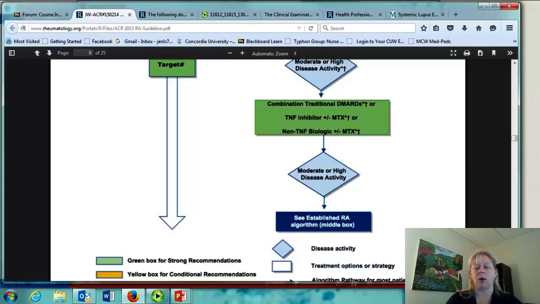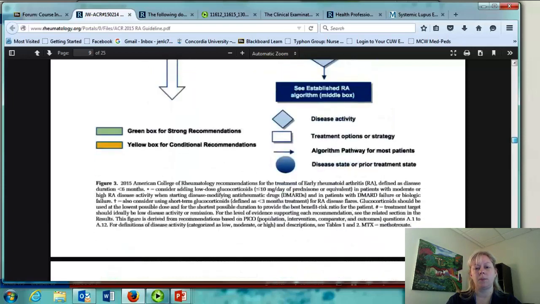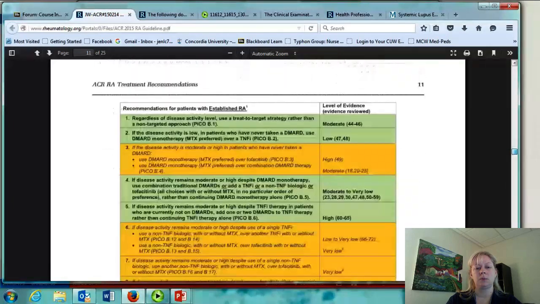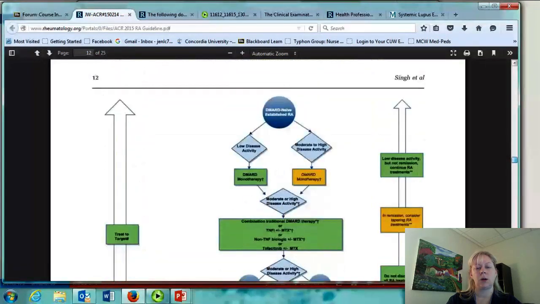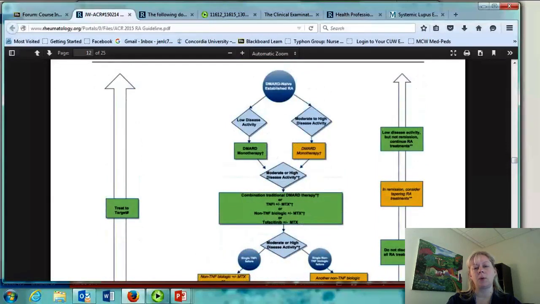So, if this is not working, moderate or high disease activity, we can go down to the other one here. So if someone has established rheumatoid arthritis and they're coming in and they've never taken DMARDs before, again, this is what the rheumatologist will be doing. So it's very important to understand why these patients are on these medications.